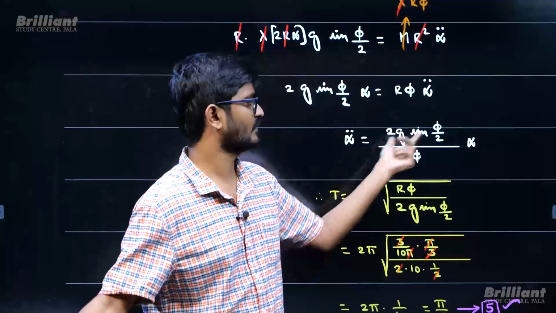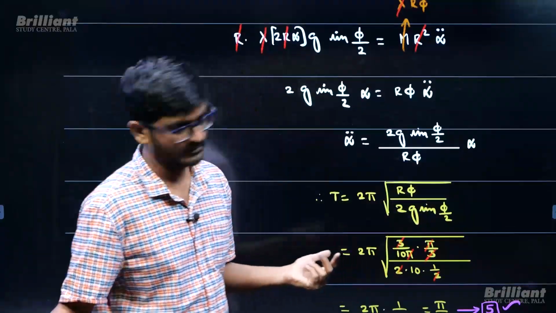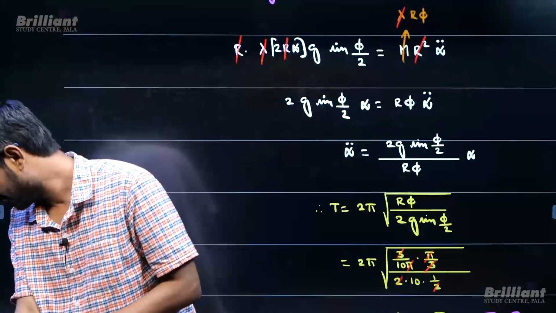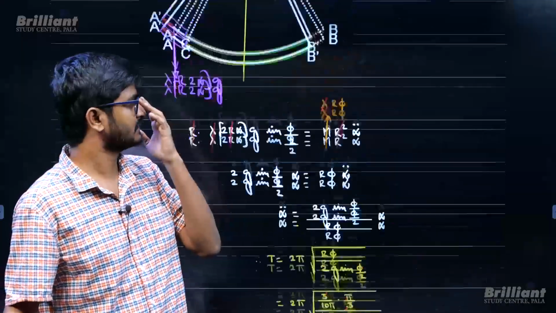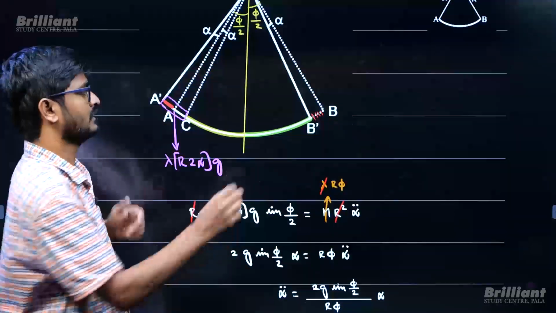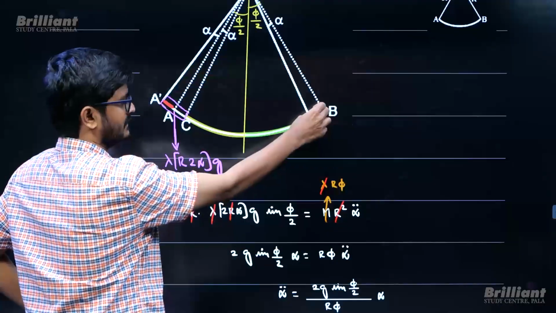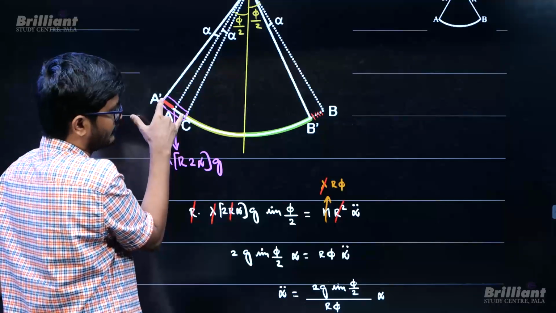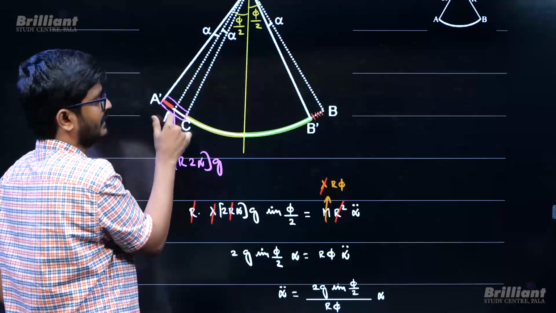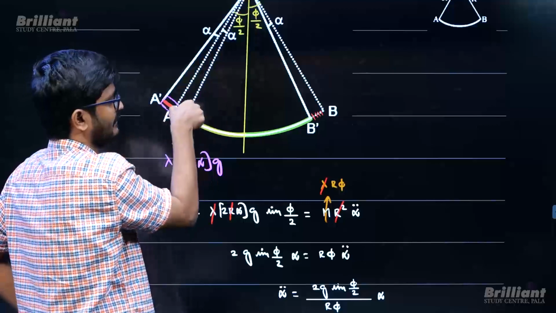So time period will be 2 pi by omega, and we need only the time period. From there you can get the answer. All you need to understand is, for easy calculation, this mass is disappearing and it is appearing here, and the uncompensated mass is this much, whose length is r into 2 alpha, which is lying at an angle phi by 2 almost.